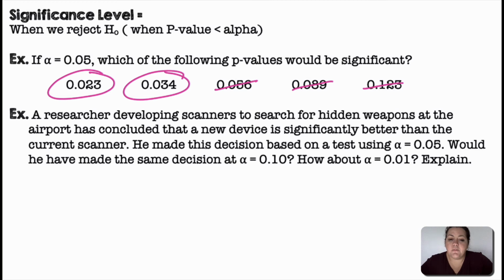A researcher developing scanners to search for hidden weapons at the airport has concluded that a new device is significantly better than the current scanner. He made this decision based on a test using an alpha value of 0.05.